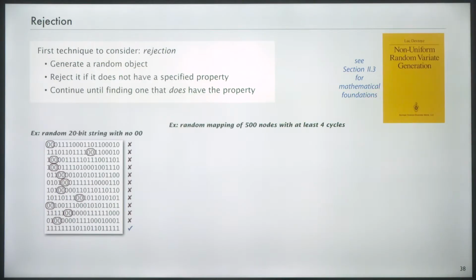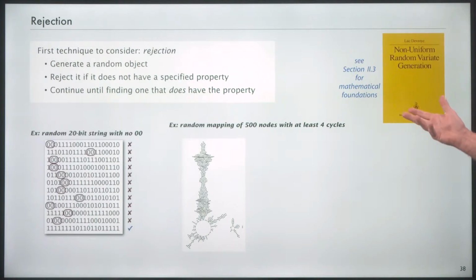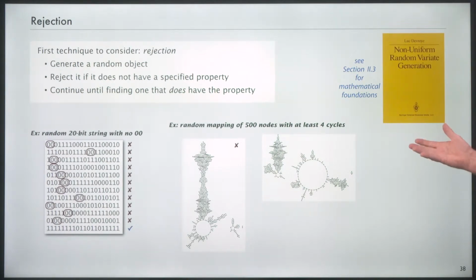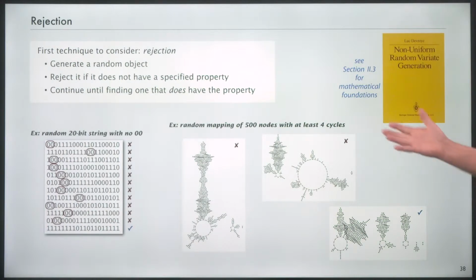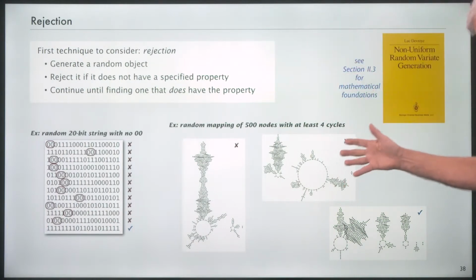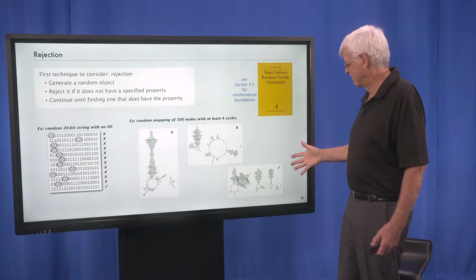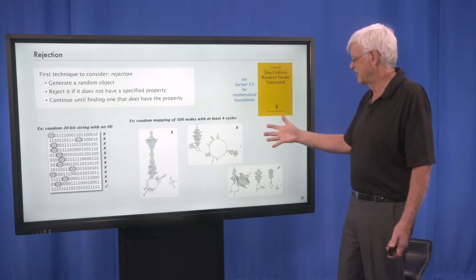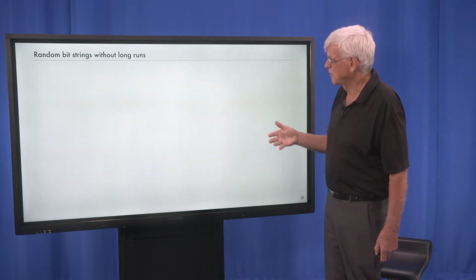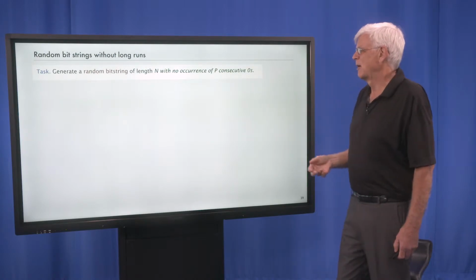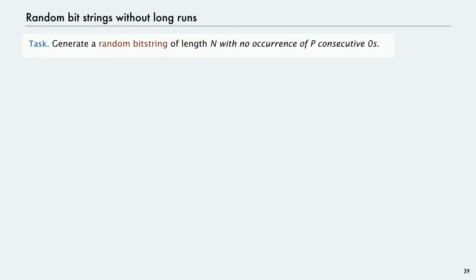Here's a random mapping of 500 nodes with at least 4 cycles. We generate one, it's only got 3 cycles, so we reject it. Generate another one, again, it's only got 3 cycles, so we reject it. Generate another one, this one's got at least 4 cycles, so we can accept it. Very simple process covering something very complex. We have no way to have an intuition of how long the process is going to take, and that's definitely one of the problems. So let's look at the problem of, say, generating random bit strings with long runs.